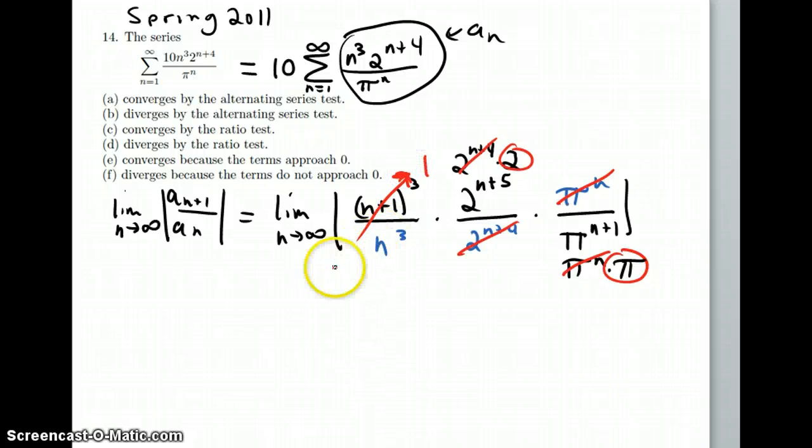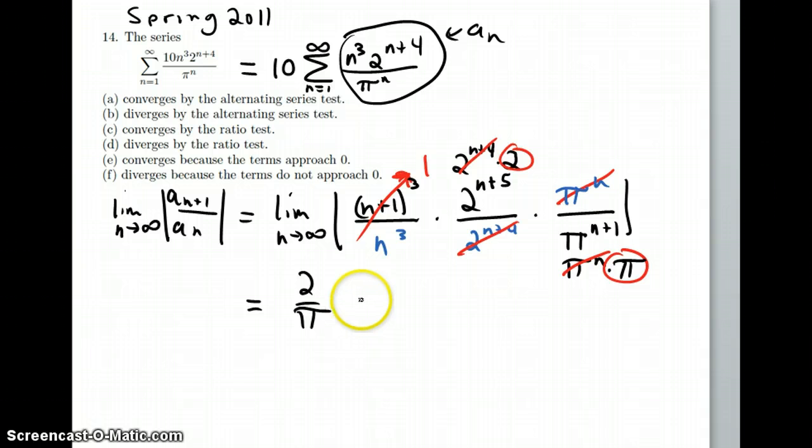It's n plus 1 quantity cubed. Leading term is n cubed with a coefficient of 1, and then n cubed on the bottom, coefficient of 1. Alright, great. So when all is said and done, we have that this limit is equal to 2 over pi.